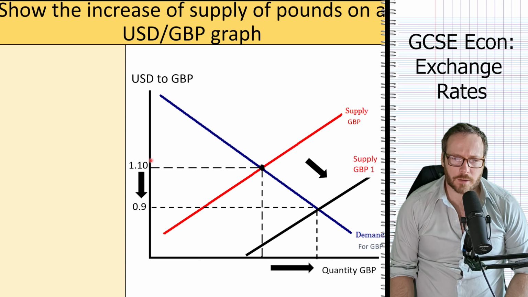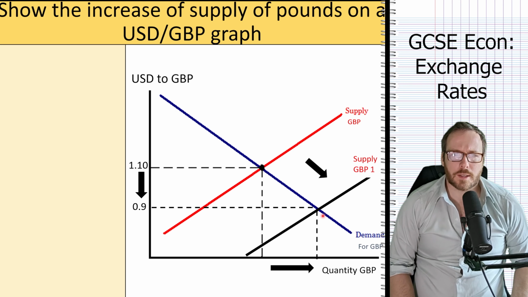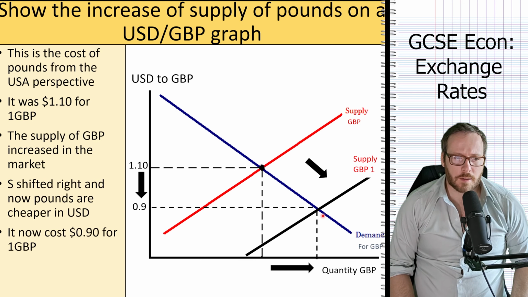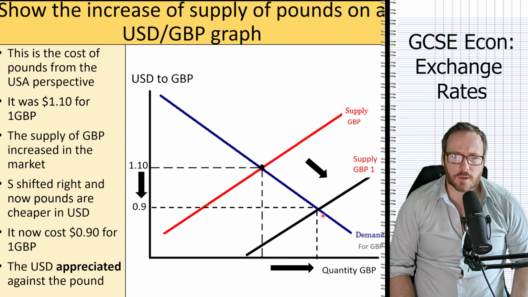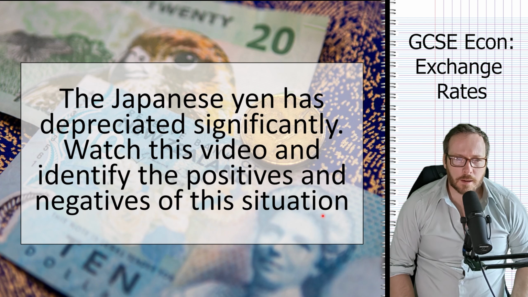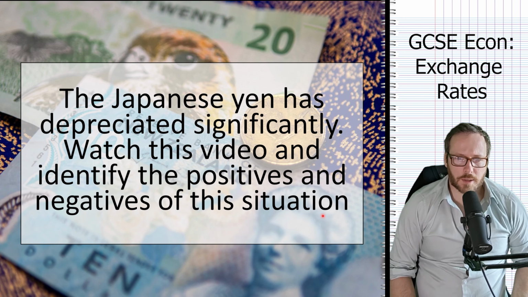Now, the Americans, it's going to cost them less to buy a pound now. So the USD is going to appreciate against the pound. I hope that makes sense on this graph. Okay, moving forward. The Japanese yen has depreciated significantly. Let's have a look at this video and identify positives and negatives of a depreciation in currency, okay?